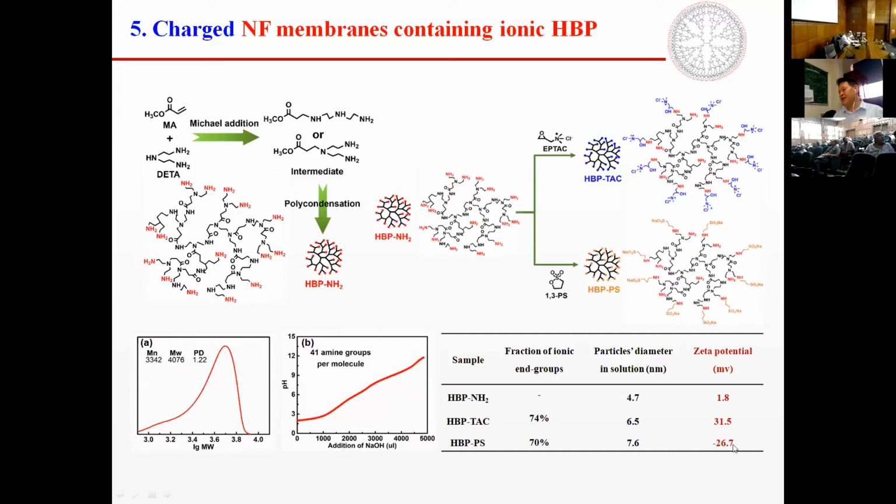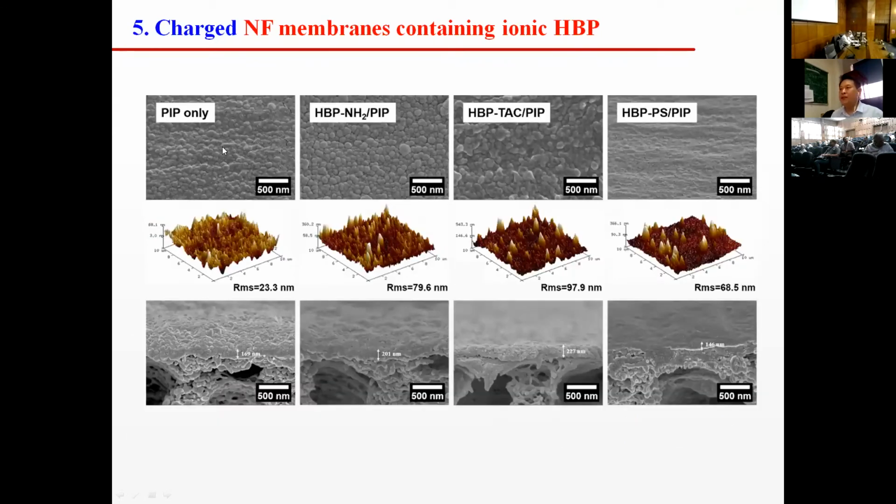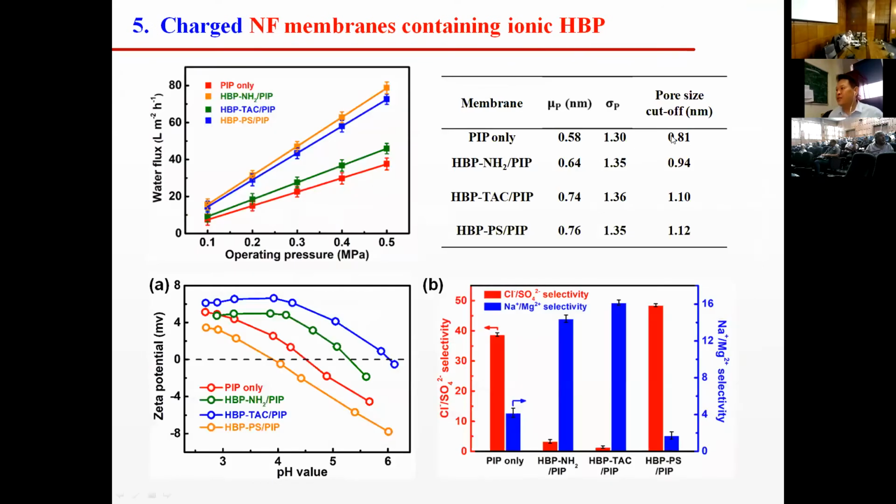and also realized charged nanofiltration membranes. The structure of the nanofiltration membrane with hyperbranched polymer and the property indicates that the pore size ranges from 1.5 to 1.1 nanometer. So the pore size and also the charge state can be controlled very easily. The flux is also much higher than the nanofiltration membranes not containing the hyperbranched polymers.